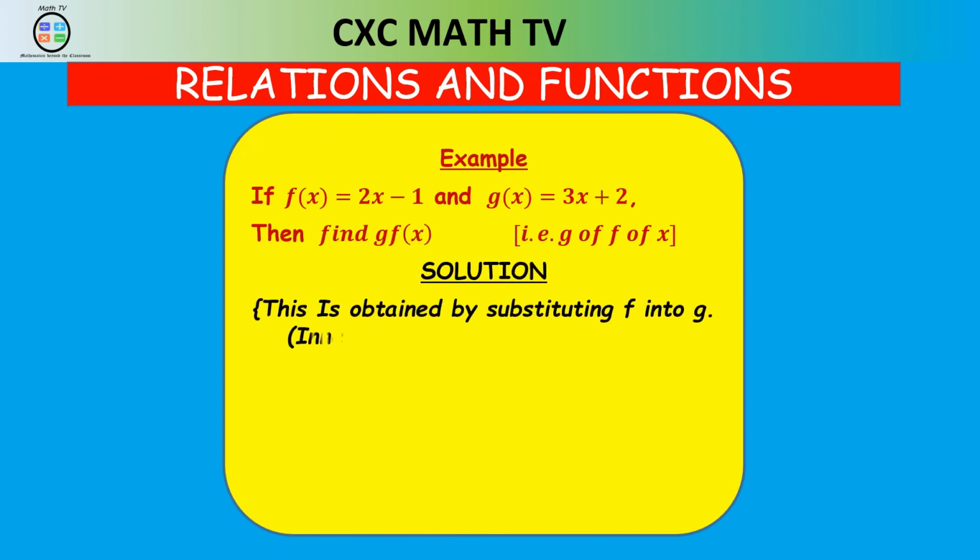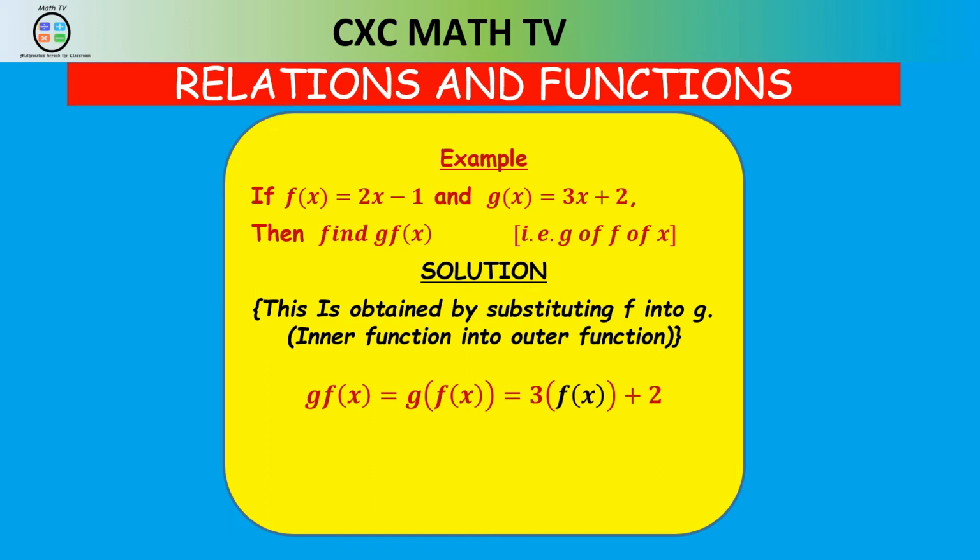This is obtained by substituting f into g, your inner function into the outer function. So g f of x is g in bracket of f of x, and so where x is in g, you're going to replace it with f of x. So we put f of x in black, so it's 3 times f of x plus 2. F of x is 2x minus 1. So it's 3 times 2x minus 1 plus 2. That then becomes 3 times 2 is 6, so that's 6x minus 3 plus 2, which simplifies to be 6x minus 1. That would be g f of x.